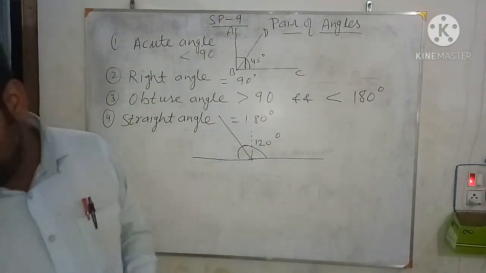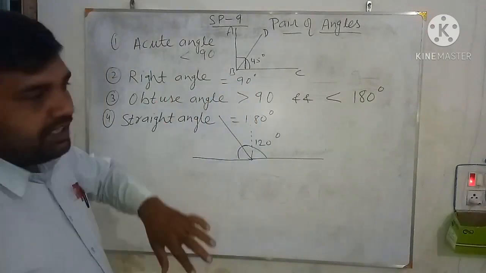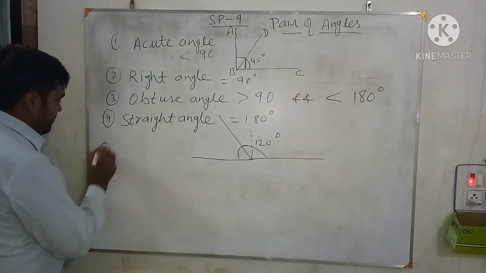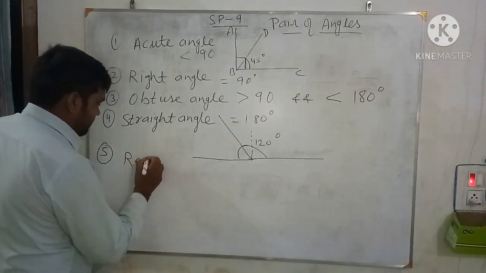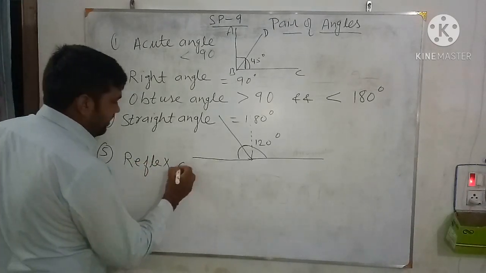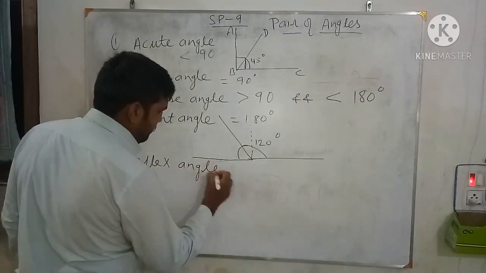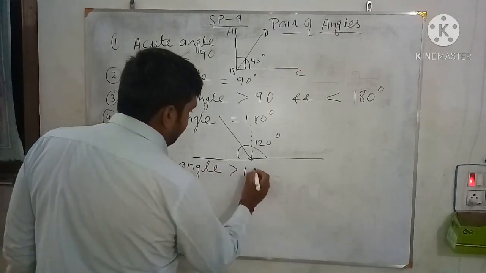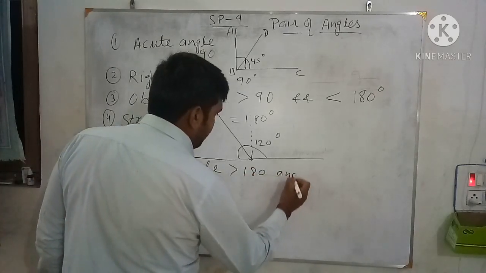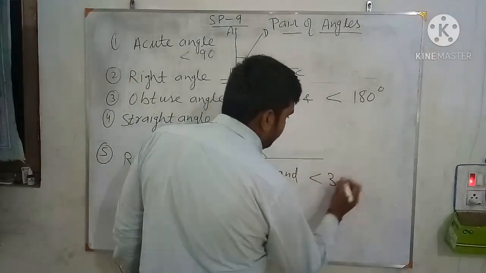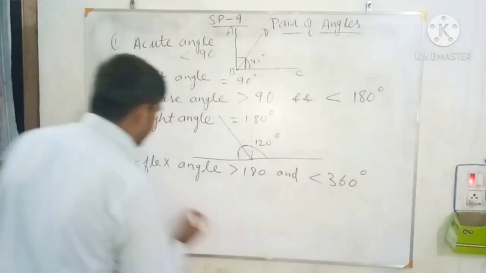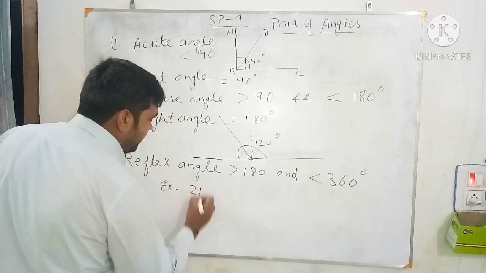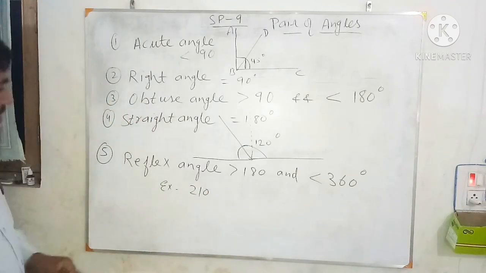Now the reflex angle. Reflex angle means more than 180 degree and less than 360 degree. That is the reflex angle, the fifth angle. So reflex angle is greater than 180 degree and less than 360 degree. As an example of the reflex angle, you can take 210 degree. That is a reflex angle.